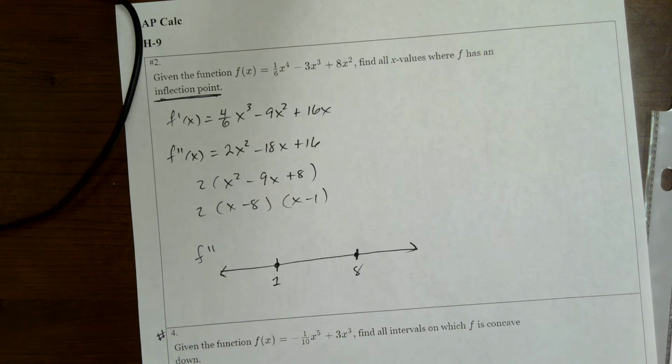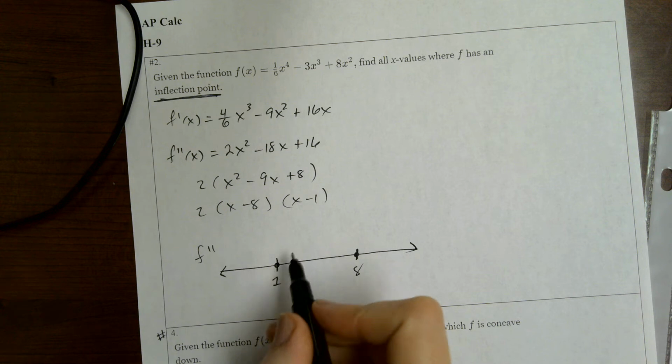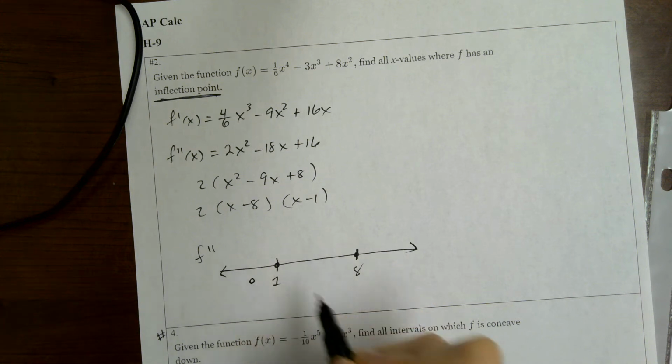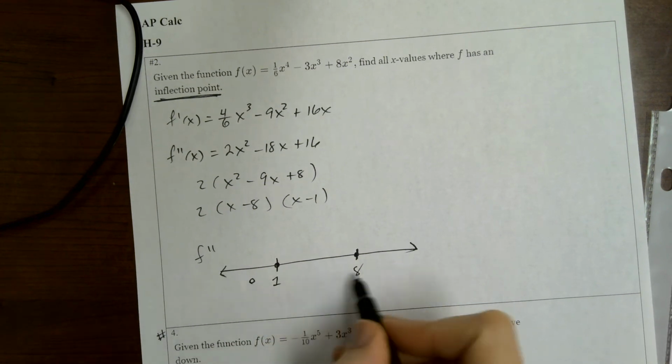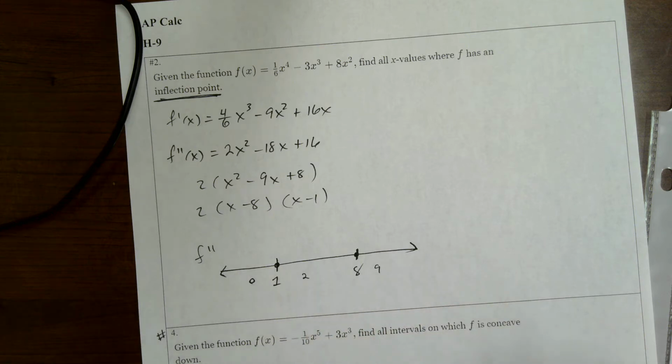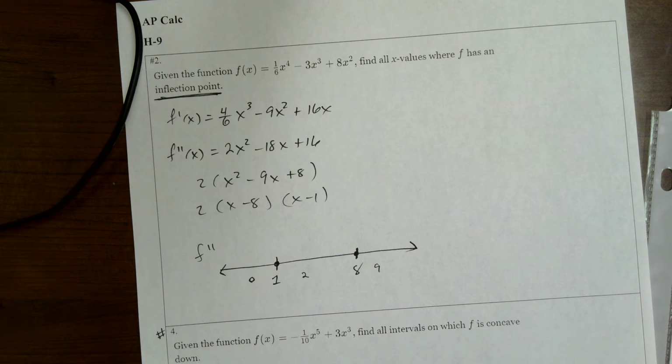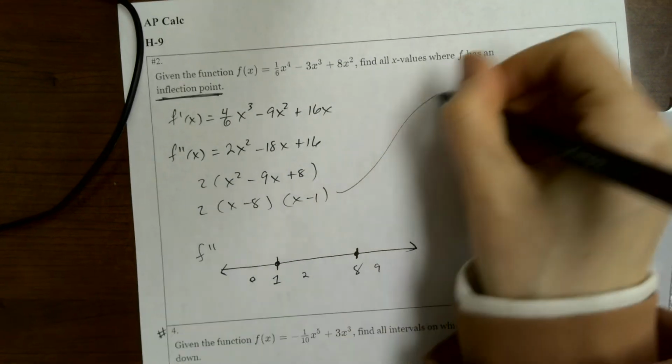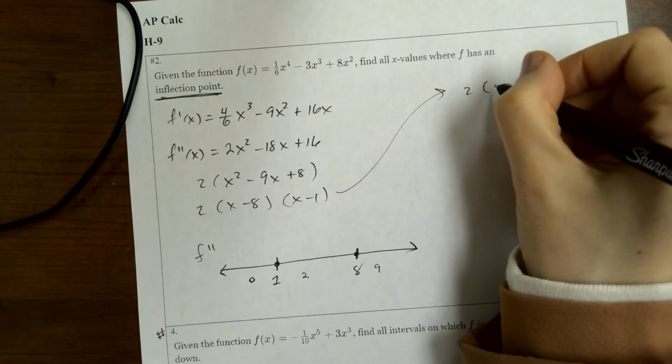Okay, now I've got to pick testing points. If 0 is in your interval, then you should choose it as a testing point. And then between 1 and 8, I guess I'll choose 2. And then beyond 8, I'll choose 9. Okay, so 2.